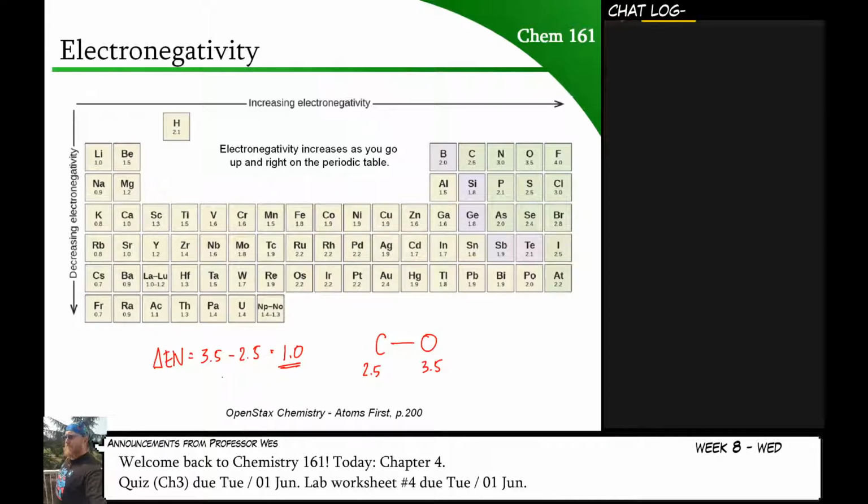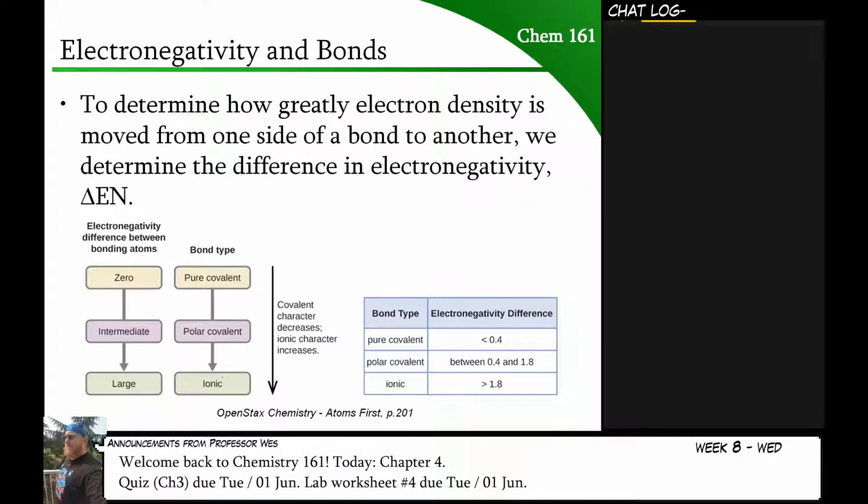Now, based on the number that we get, we then apply it to this chart here. And so CO would be considered to be polar covalent, because it's 1.0, that falls between 0.4 and 1.8. Now, I'm actually going to change these numbers for you, because I don't agree with what these numbers are.